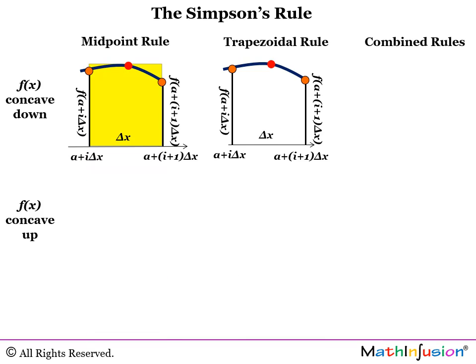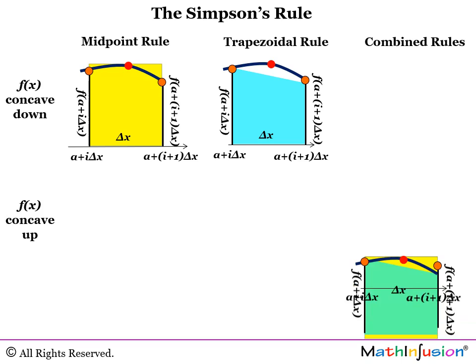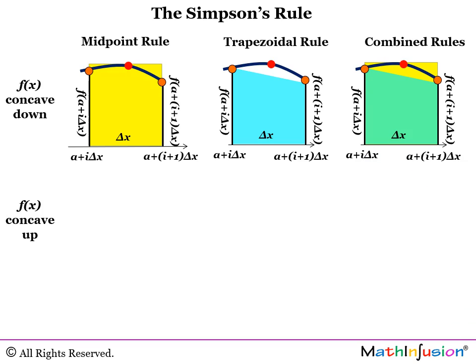Approximation by midpoint rule gives me more than the real area. On the other hand, the trapezoidal rule gives me less than the area. And here's the combined rules.